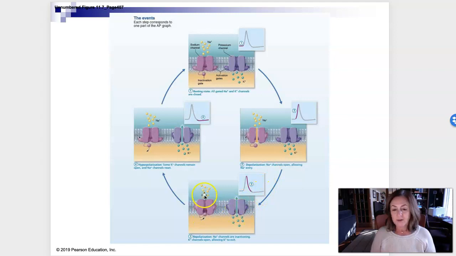Potassium channel open, so sodium can't cross anymore. Potassium's open, so potassium will leave. That leads to our repolarization, and then the hyperpolarization is because that channel is staying open longer, and the sodium channel will close. So that is a little review of the action potential.